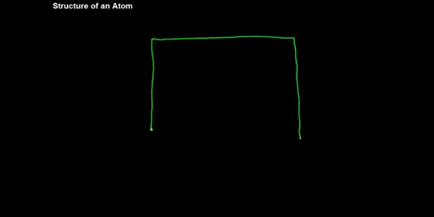Structure of an atom. Now what this basically means is that when we talk about an atom, let's say for example, this larger box represents a single atom. What I mean by structure of an atom is not about the shape of an atom. What I mean is what is included within an atom. When I say included, obviously it has to be within the atom.